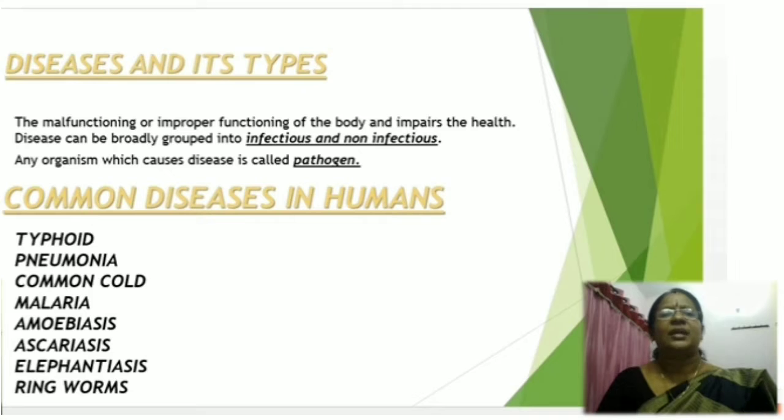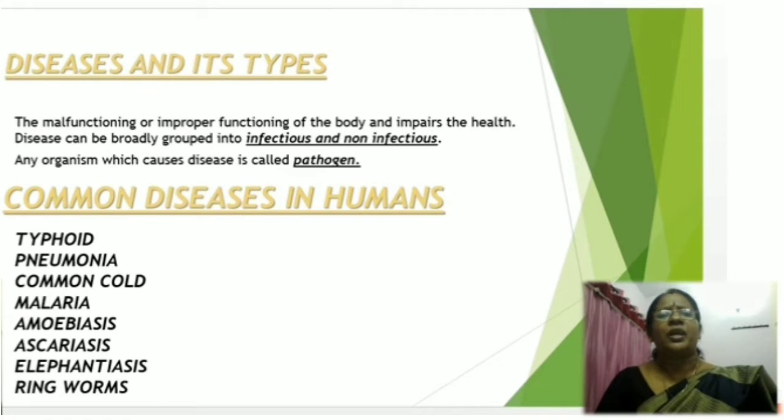Some diseases that are transferred from one person to another person are called communicable diseases. Examples: fever, cough, pneumonia, typhoid, all are communicable diseases. Some diseases that are never spread from one person to another are called non-infectious or non-communicable diseases. Examples: blood pressure, diabetes, heart attack.